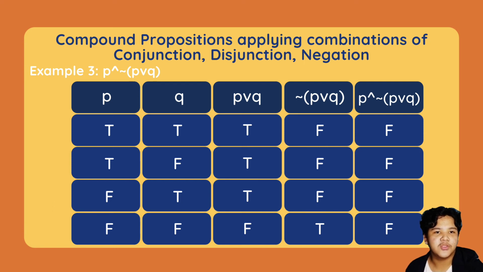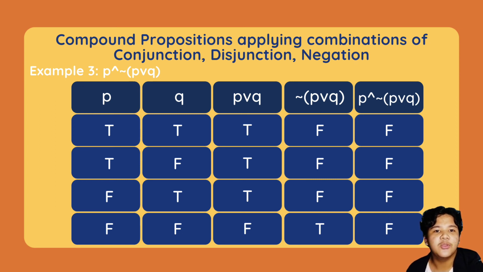Now, for example 3, construct a truth table for P and not P or Q. As usual, start by putting two trues and two falses respectively on P, and an alternating true and false on Q. In this case, we need to get the truth value of the disjunction P or Q. As I mentioned before, if there is any true present, the truth value will be true, and if and only if both are false, then the truth value will be false. So the truth value is as follows: true, true, true, then false.